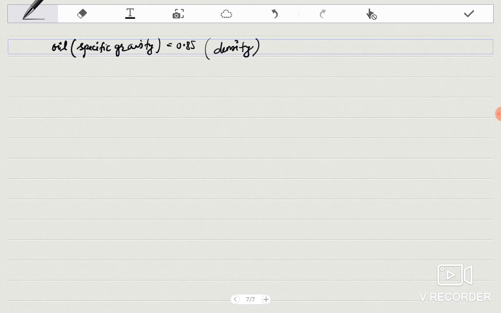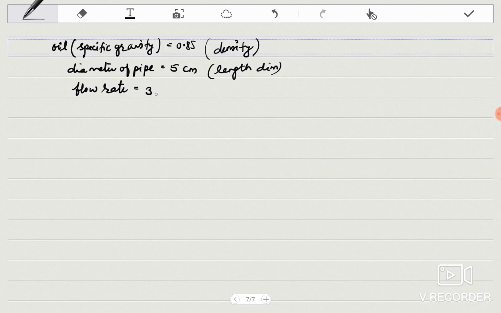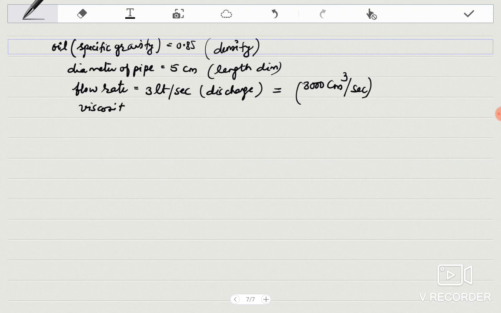It is flowing through a pipe, and the diameter of the pipe is 5 centimeter. So it is the length dimension. It is flowing at a flow rate equal to 3 liter per second. So this is discharge, and if I convert it, I may write it as 3000 centimeter cube per second. Further, viscosity is given as 3.8 poise. So it is asked to find the type of flow.